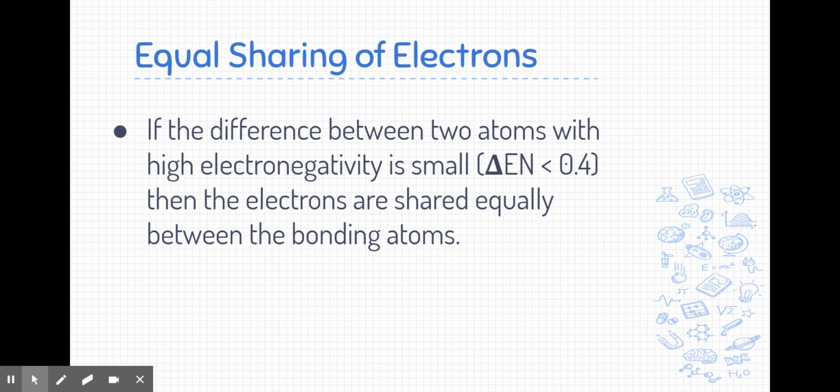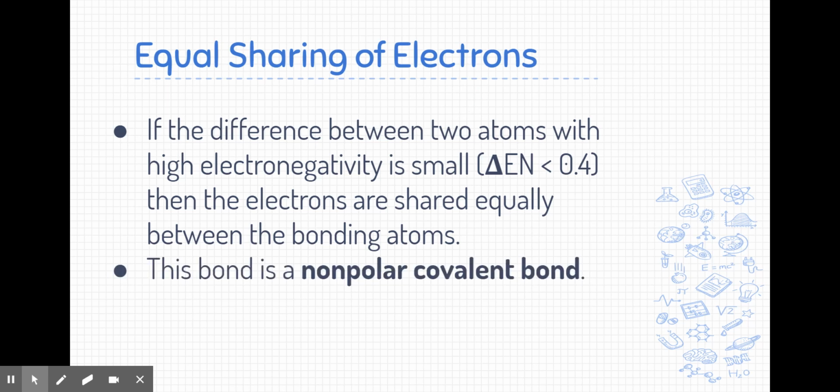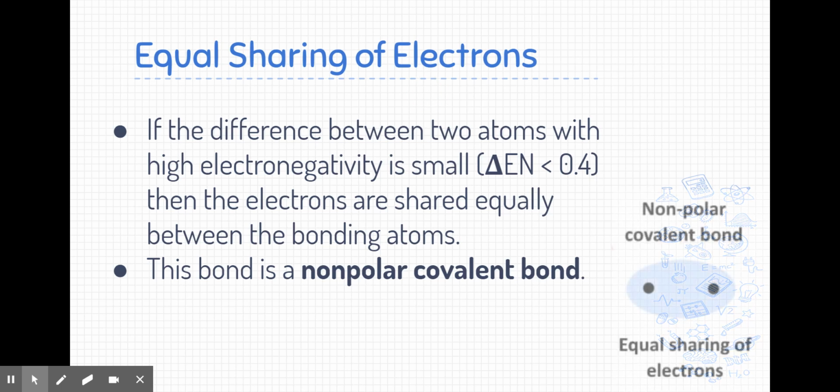So if two atoms both have fairly high electronegativities, which means they have strong attractions for electrons, and the difference between their two electronegativities, and so that's this symbol here. Delta means difference. EN will stand for electronegativity. So if the difference in electronegativity is less than 0.4, then the electrons within that covalent bond are pretty much shared equally between those atoms. And we call this type of bond a nonpolar covalent bond, equal sharing of electrons.